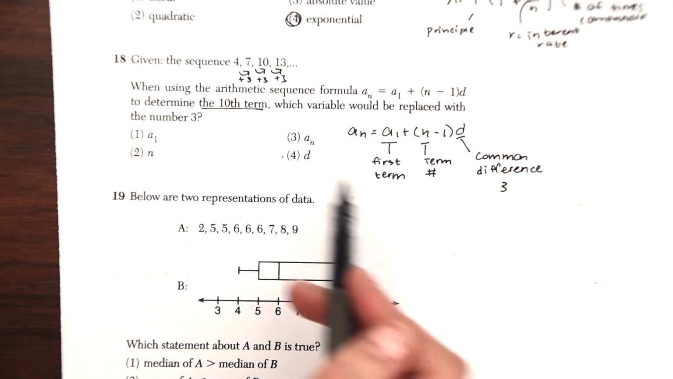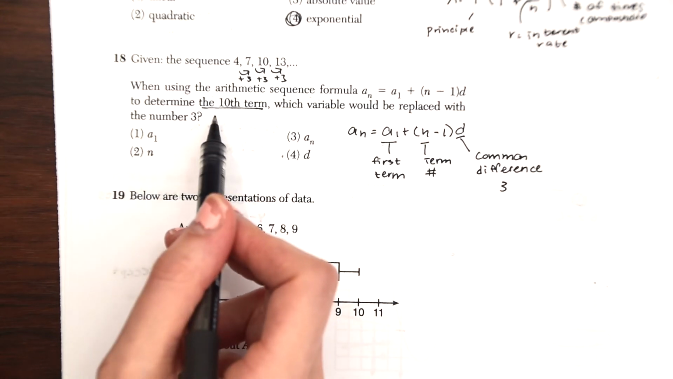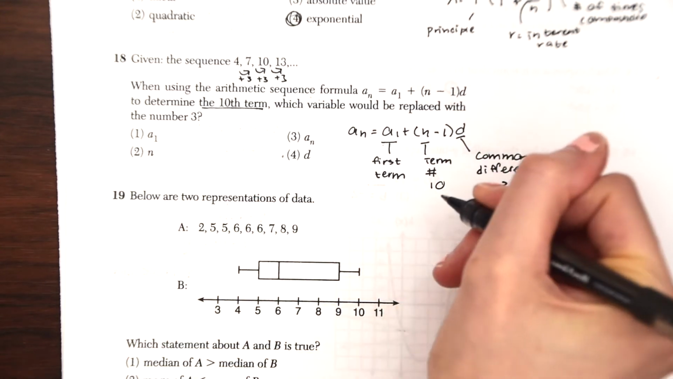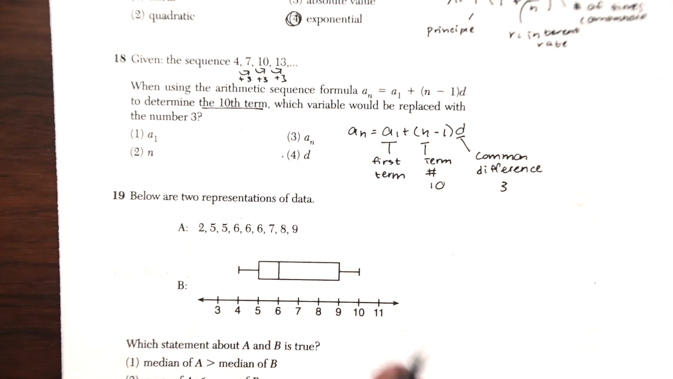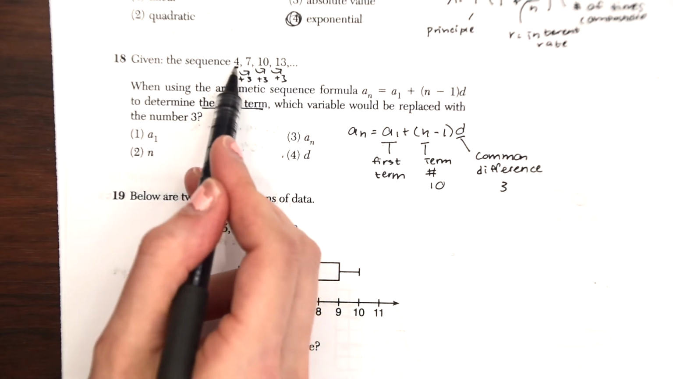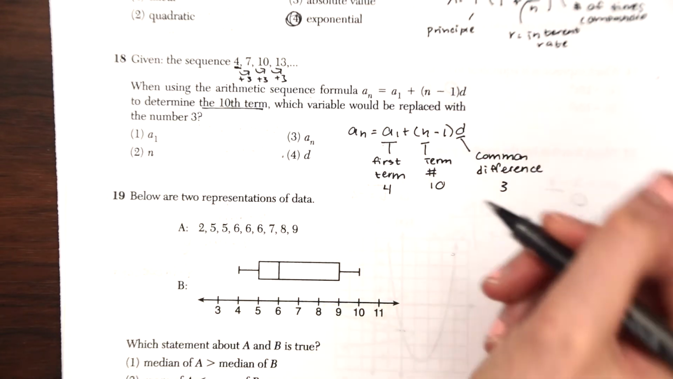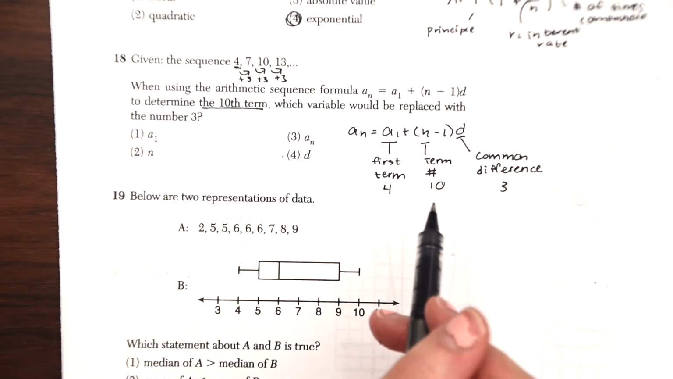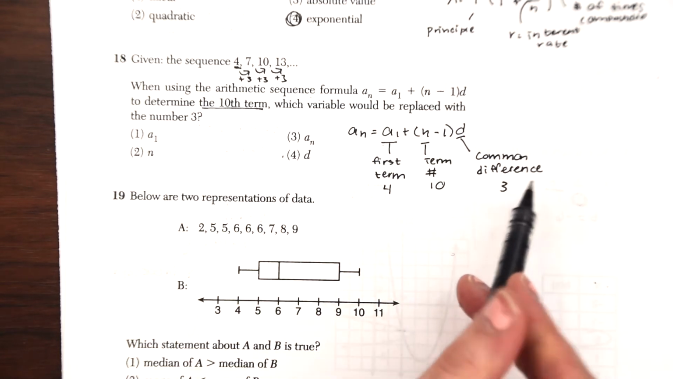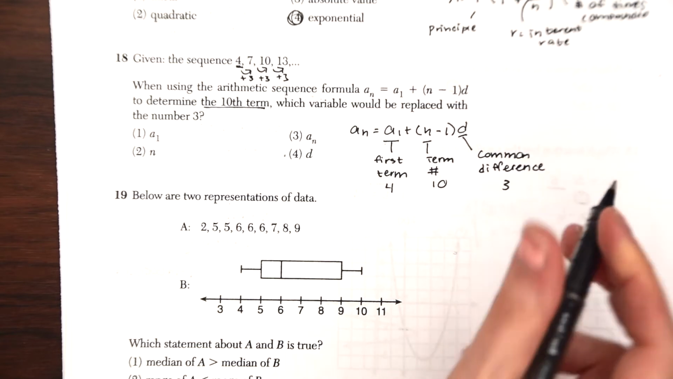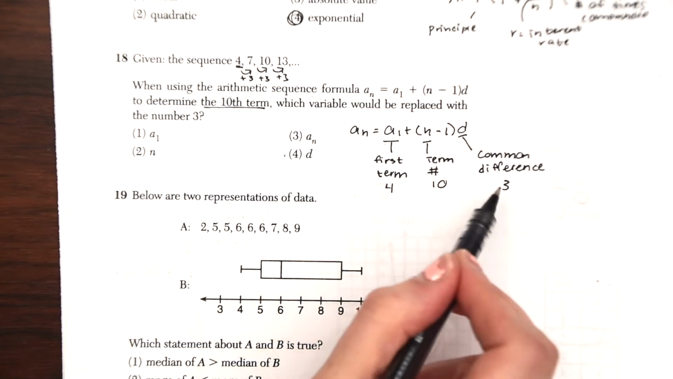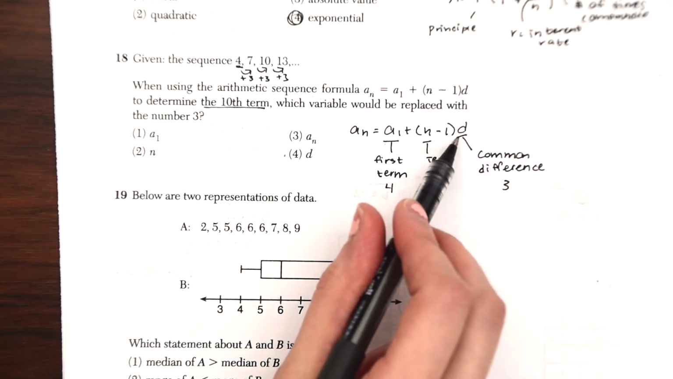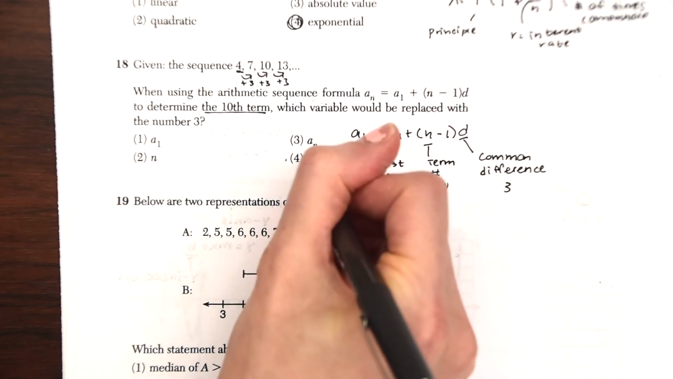So the term number we'd be trying to find is 10. So we know that this is 10. And then the first term is always the first term of the sequence, which is 4. It's right here. So when it says which variable would be replaced with the number 3, we see that it would be the common difference, right? Because this is where 3 is. So we know that 3 is equal to D, the common difference. So choice 4 is our answer.